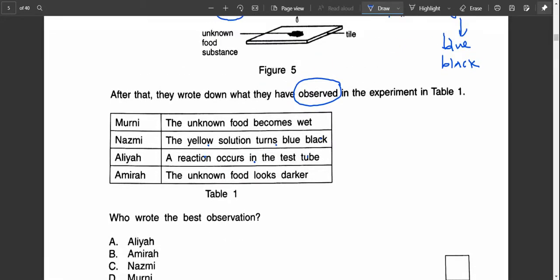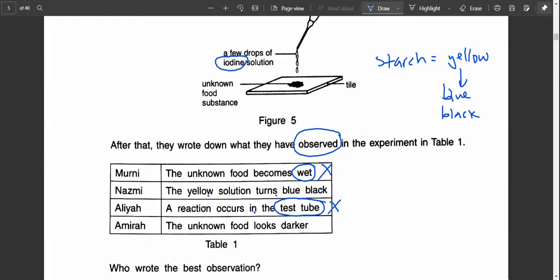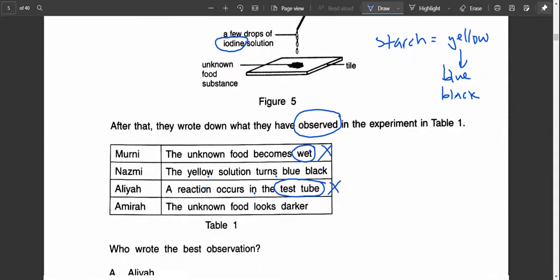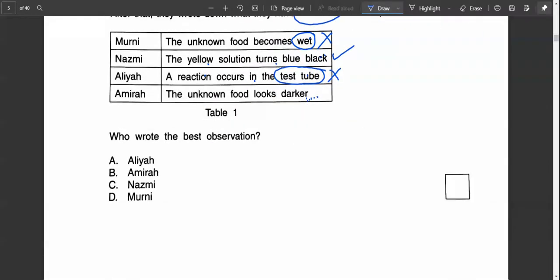The worst observation will be Alia's, because there is no test tube at all, so that one is definitely out. And the second one that I will eliminate is the one saying it becomes wet, because the iodine you're adding is liquid, so definitely if you put a liquid on a solid, it will become wet. And then the yellow solution turns blue black and the unknown substance looks darker, so the darker color is blue black. So this one is not fully wrong, but the most accurate one is Nasmi's. Therefore the answer is C.